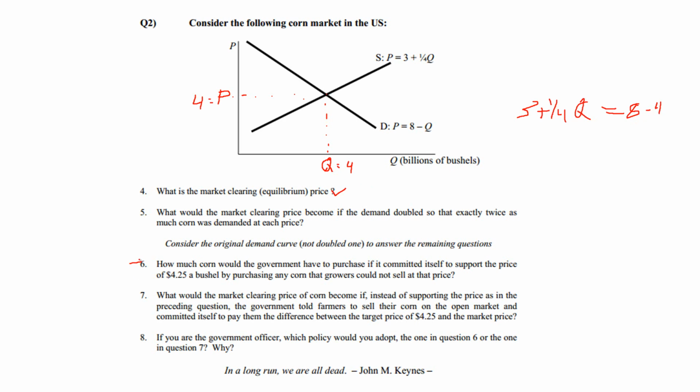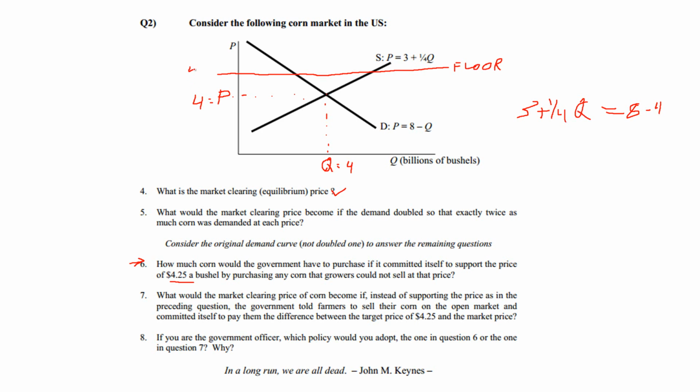Let's go down to question 6. This is where we've got to find that surplus. So the government comes in and says, okay, corn growers, you're right. You've been lobbying us, and you're right. You deserve $4.25 a bushel. We really want to incentivize corn production. So government comes in and puts a price floor at $4.25.